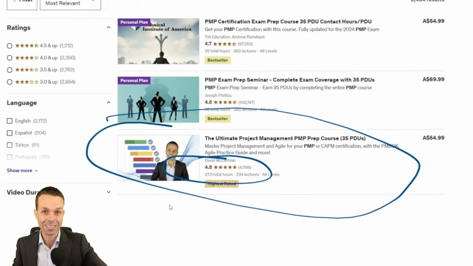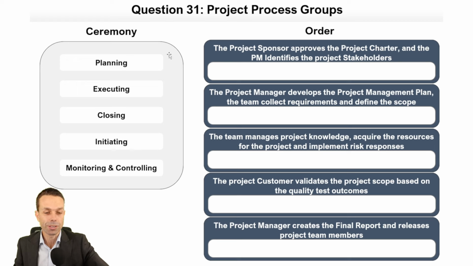Let's get into the first question. Okay, project process groups. All right, looks like our classic initiating, planning, executing, monitoring and controlling and closing. And what have we got? The project sponsor approves the project charter. And the project manager identifies the project stakeholders. That happens in initiating. The project manager develops the project management plan.